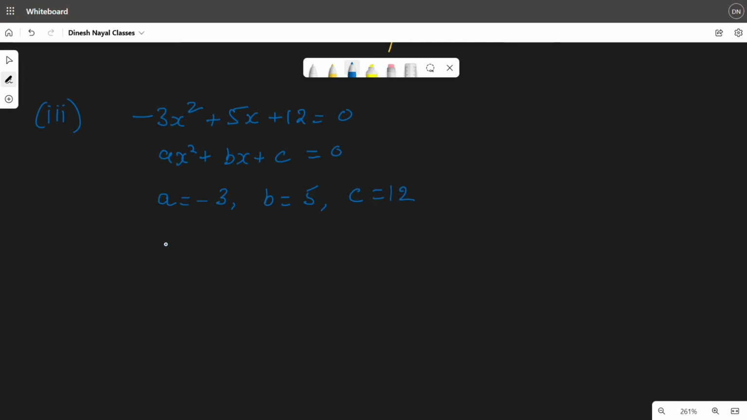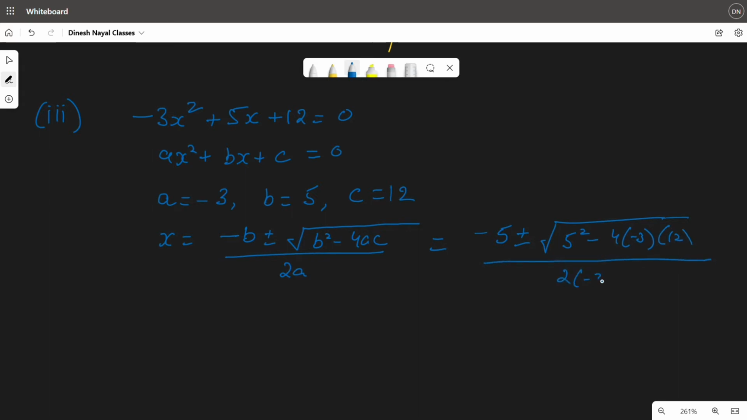Now applying the quadratic formula, x equals minus b plus minus under root of b square minus 4ac upon 2a. So this will be minus 5 plus minus under root of 5 square minus 4 into minus 3 into 12, upon 2 into minus 3. This is minus 3. So this will be minus 5. Now solving it, plus minus.